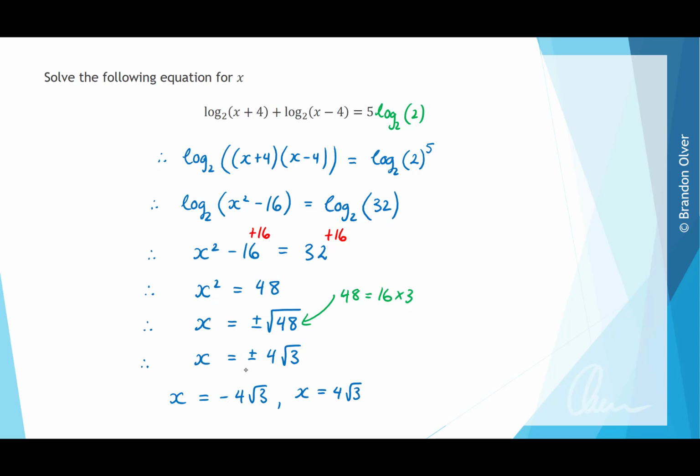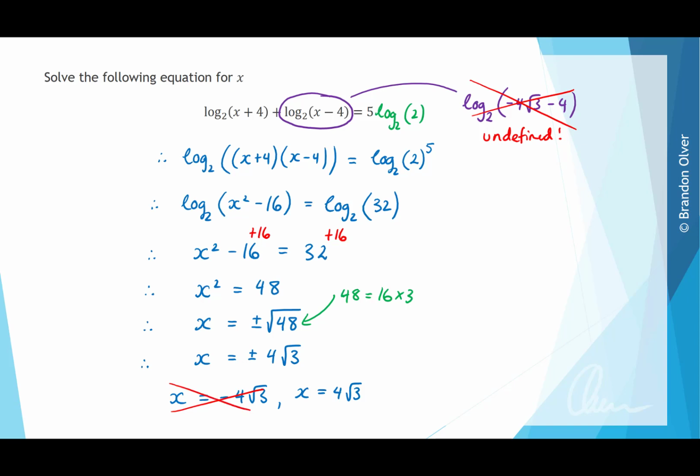Now it may seem like we're done, however logarithms have a restricted domain such that the part inside them must be greater than 0. So if we have a look at log 2 of x minus 4, if we substitute into that minus 4 root 3, then we're going to find that this is equal to log 2 of minus 4 root 3 minus 4.